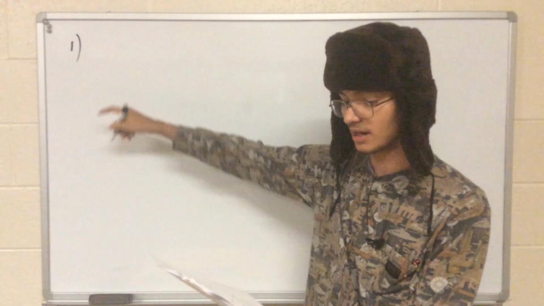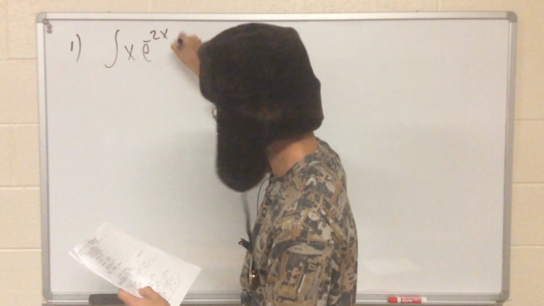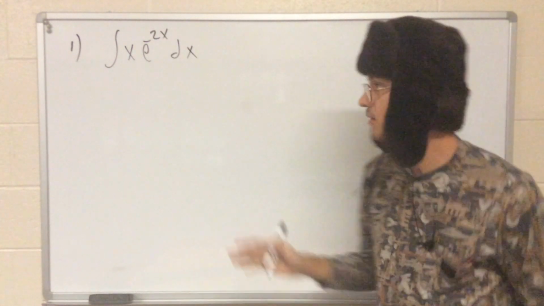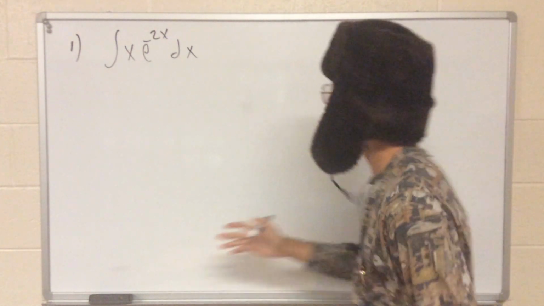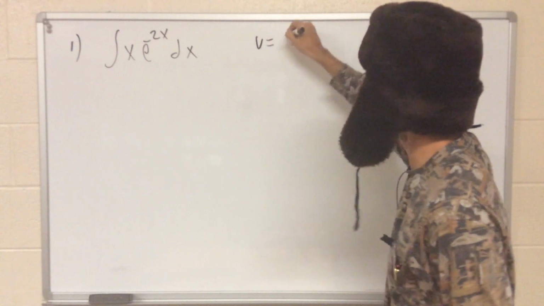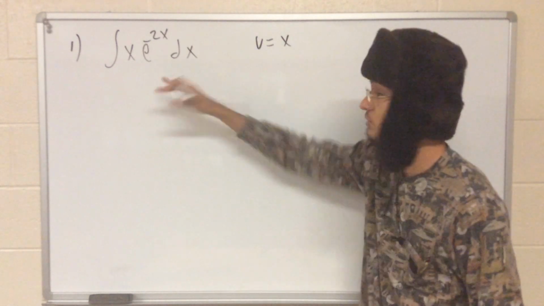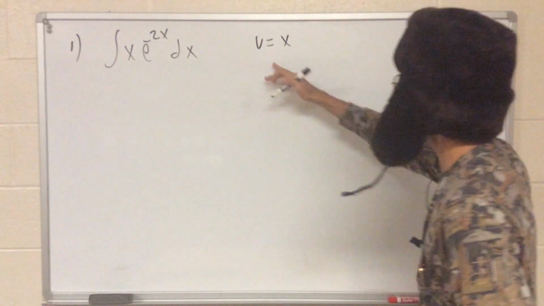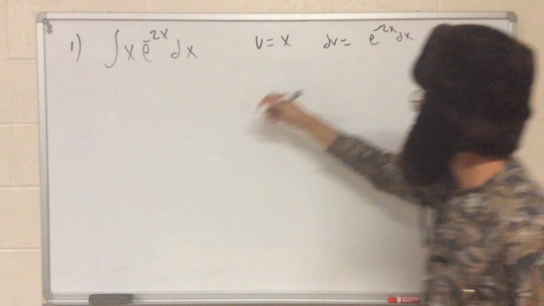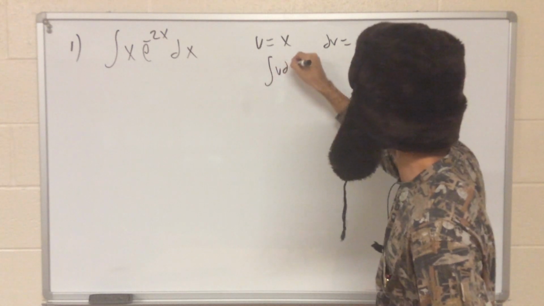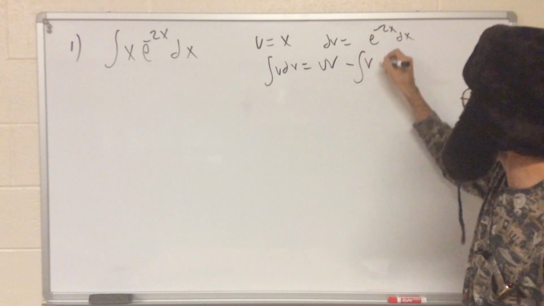Okay, so for number 1 we have the integral of x times e to the negative 2x dx. And for this, the most convenient method to use is definitely integration by parts, right? So let u equal x, because if you differentiate u several times, at some point you will have 0. So that's convenient. Our u is x, dv is equal to e to the negative 2x dx. So that means the integral of u dv is equal to u times v minus the integral of v times du.